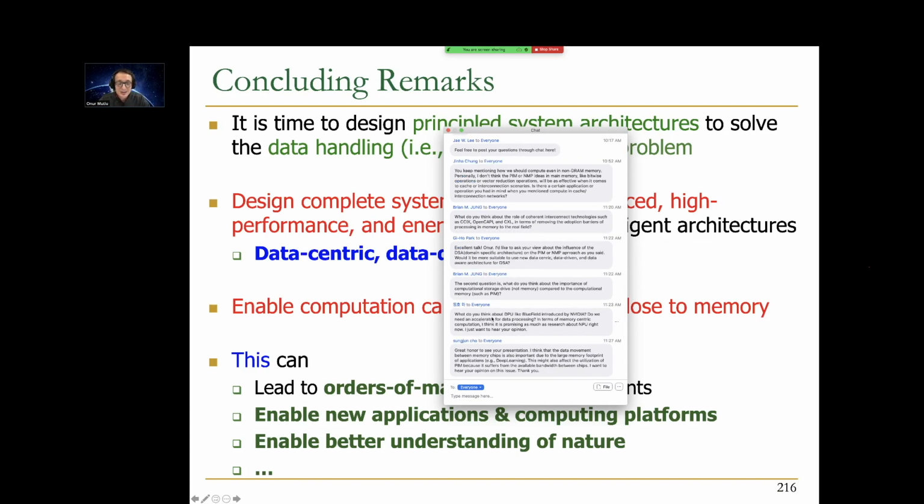Okay, one more question. What do you think about GPU like Bluefield introduced by NVIDIA? Do we need an accelerator for data processing? In terms of memory-centric computation, I think it's promising as much as research about NPU right now. I just want to hear your opinion. So that's a good question also.